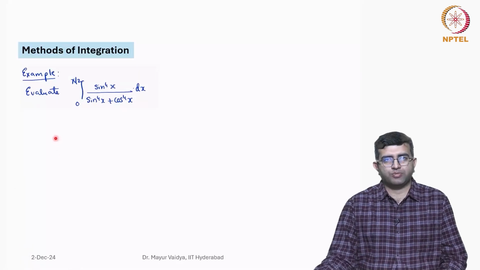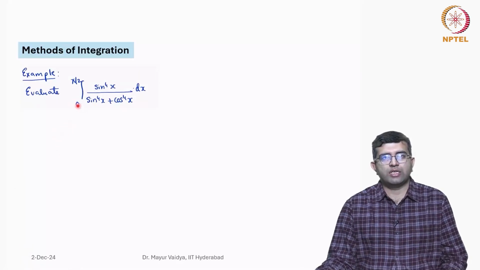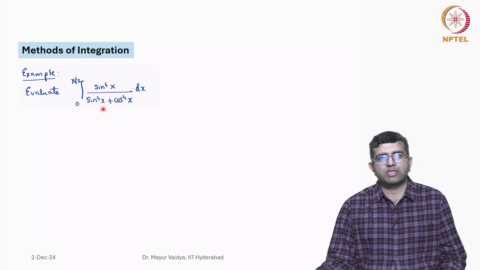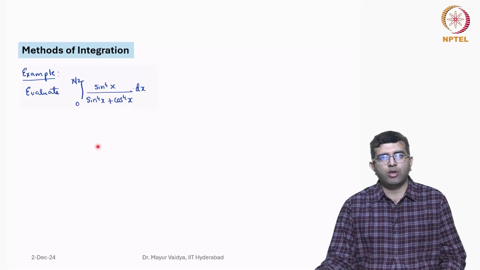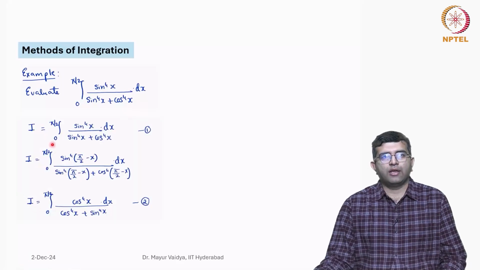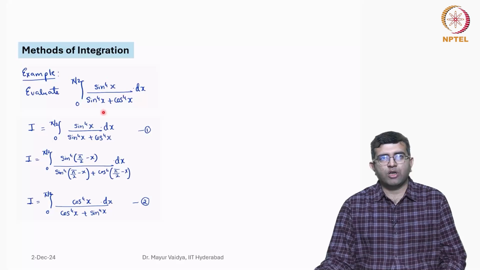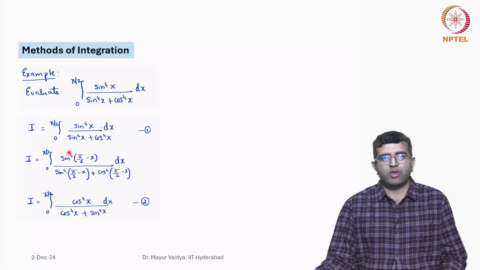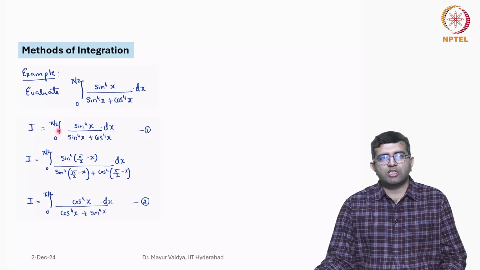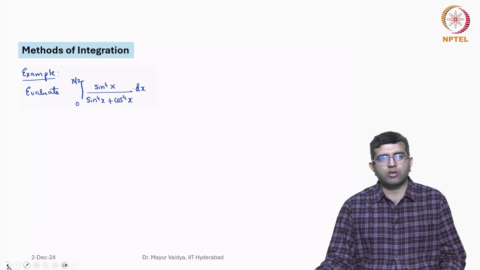So, for example, let us try to evaluate this integral 0 to pi by 2 sin x to the power 4 divided by sin x to the power 4 plus cos x to the power 4. And how do I evaluate this complicated function? Now, I make use of the properties of definite integral. So, I call I is equal to the given integral as equation 1, and just now we saw the property that f of x is equal to f of a plus b minus x, that integrals remain the same.